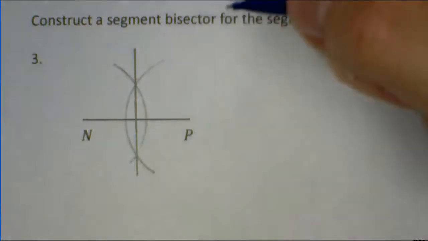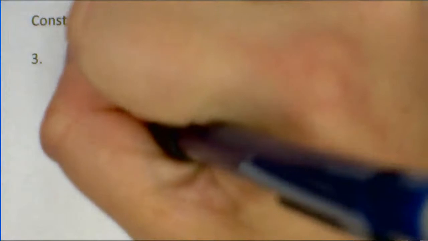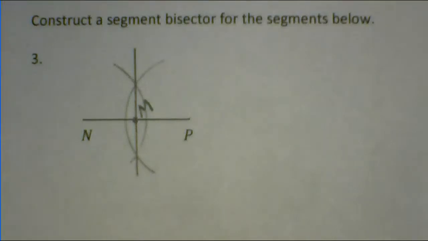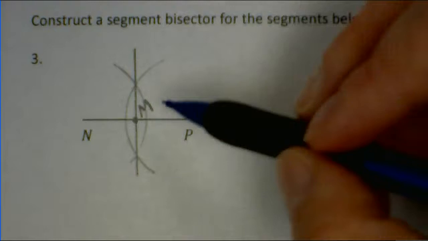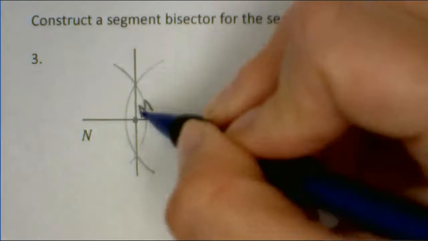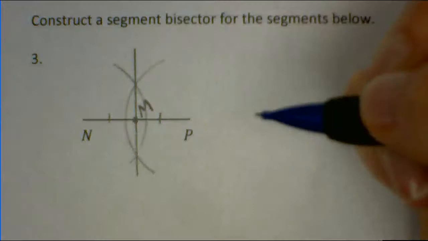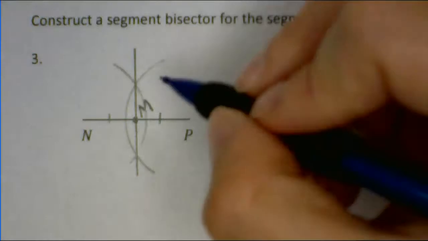Perfect. And notice what happens is where it intersects segment NP, you're going to put that point, call that M, and what's going to be true? That's my midpoint. And so what does that mean? That it bisects my segment into 2 congruent segments. So that means NM and MP are going to be congruent to each other.